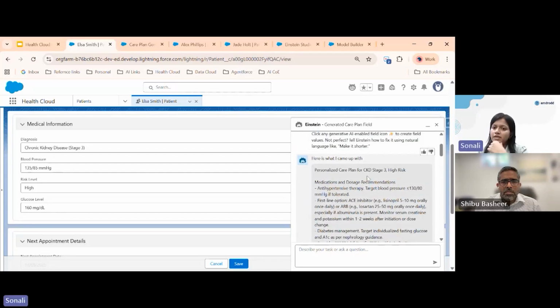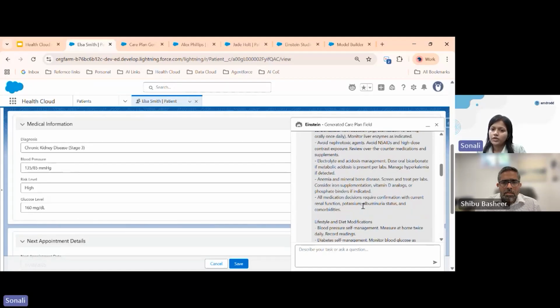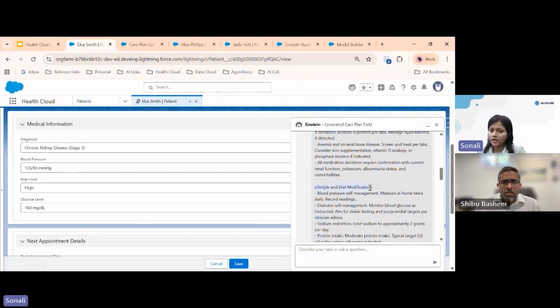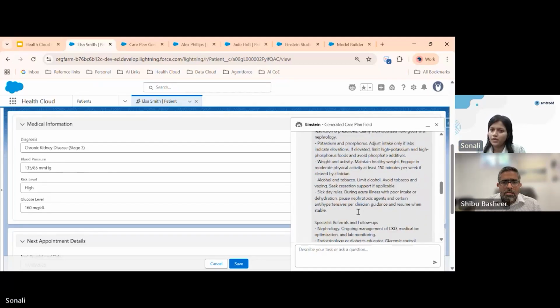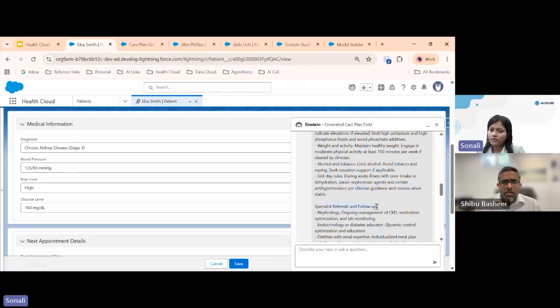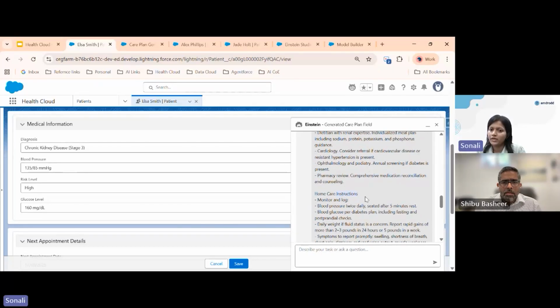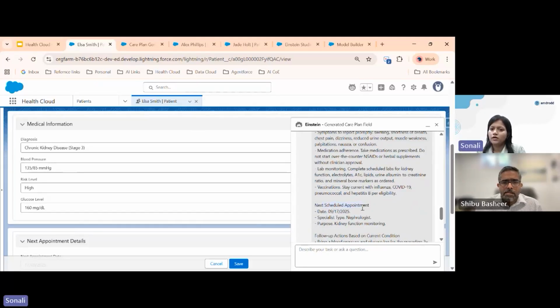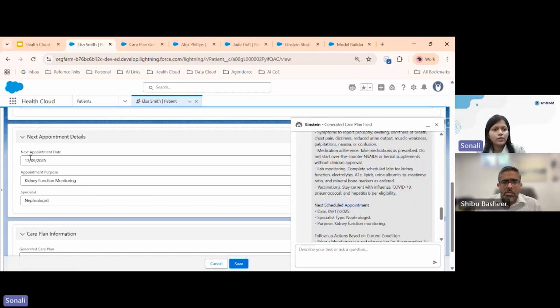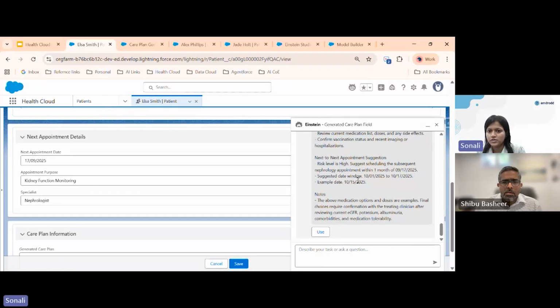So if you see the personalized care plan for CKD stage 3 at high risk, these are the parameters of the current patient, and it is suggesting medication and dose recommendations. Also, it is giving me some lifestyle and diet modifications, specialist referrals and follow-ups, home care instructions. The next scheduled appointment date is added over here, but it is also suggesting the next-to-next appointment.